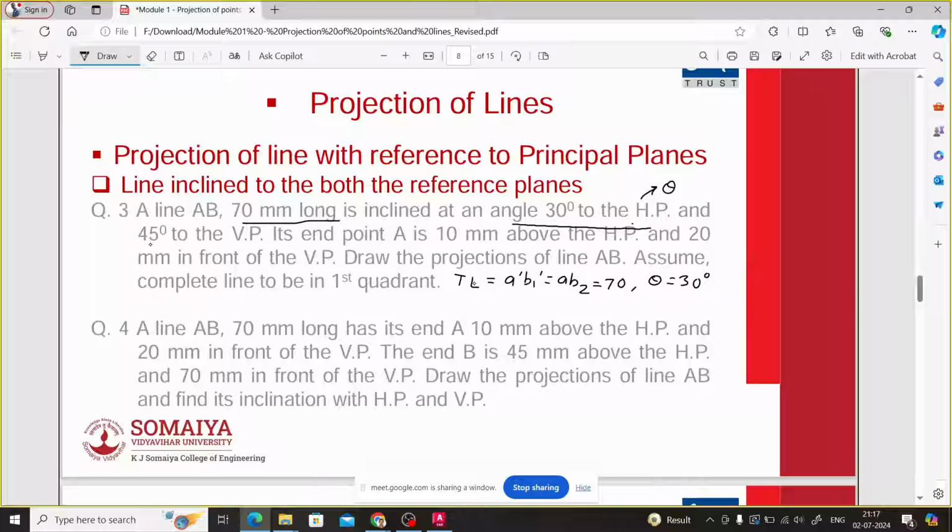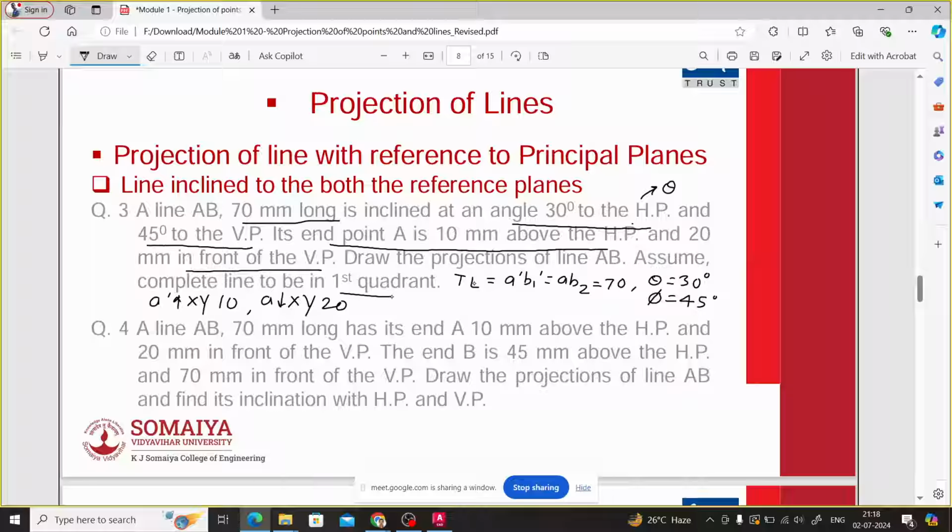Now what is mentioned ahead? 45 degrees with the VP, so it is phi. Are you getting this? Yes, sir. Now the end A is 10 mm above HP and 20 mm in front of VP. Okay, what does it mean? A dash first one, above XY 10, and A below XY 20, correct? Question is complete.